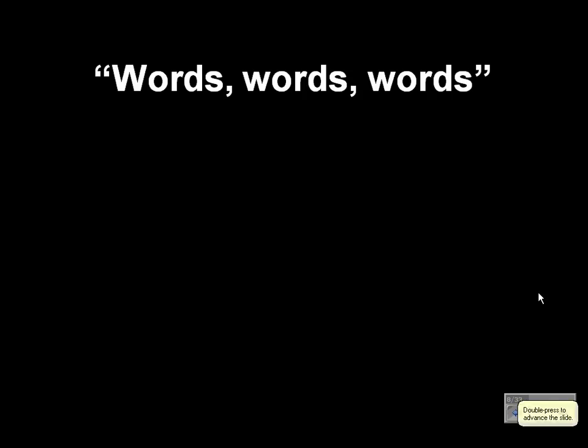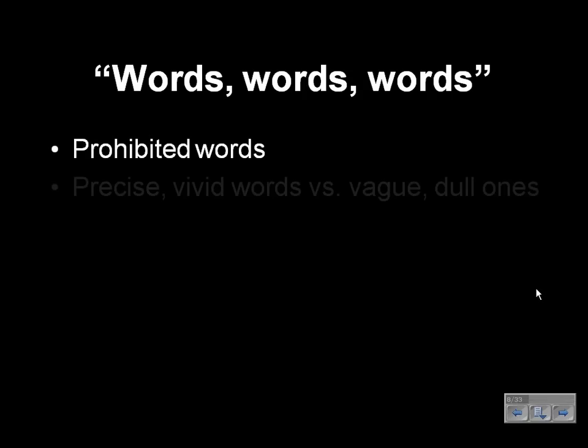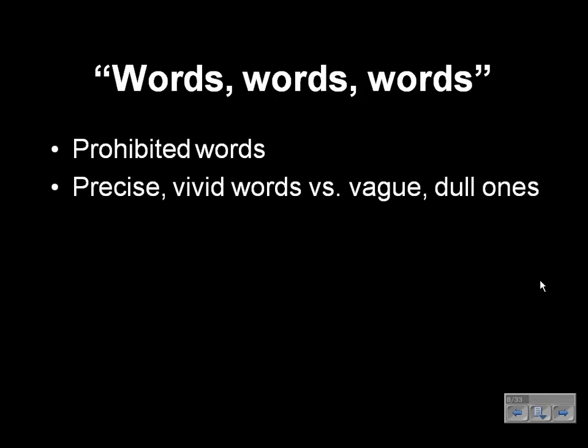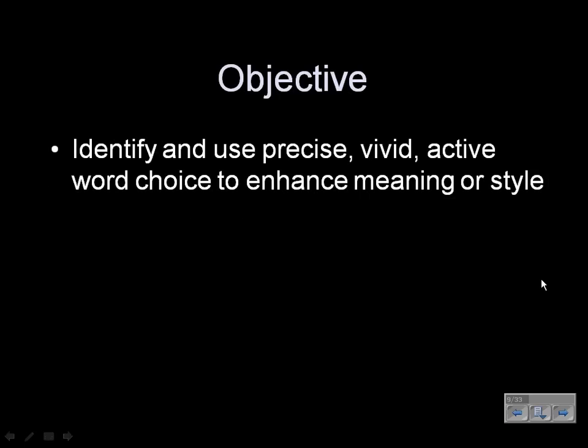Hello again, class. We're doing more words, words, words. And again, remember last time we did prohibited words. This time we're going to do precise, vivid words versus vague, dull ones. And then finally we're going to do active and passive voice. And our objective here again is to identify and use precise, vivid, active word choice to enhance meaning or style. That'll make your writing better.